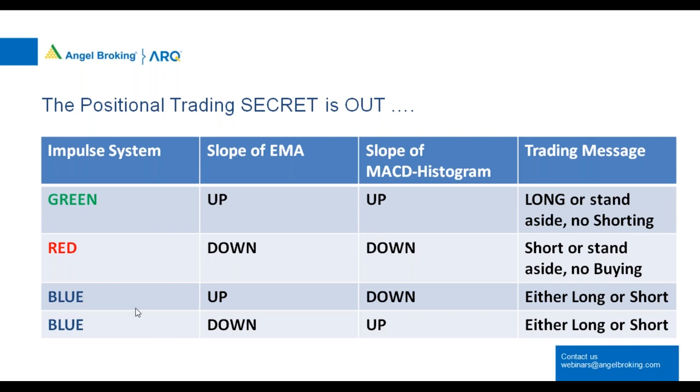And if you're finding that the moving average is moving up, but the MACD histogram is down and negative, and likewise the moving average is moving down, but the MACD histogram is up, that is positive, that means the markets are going to trade choppy, sideways. So you can either go long or you can go short. That's why the color mentioned here is blue.